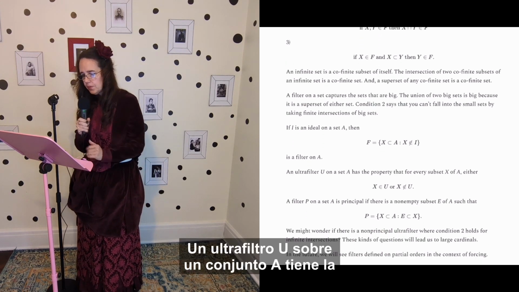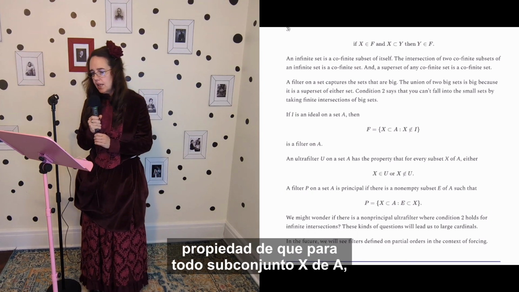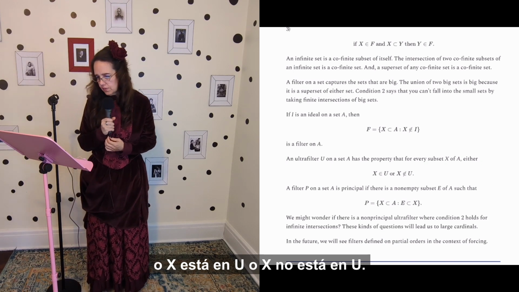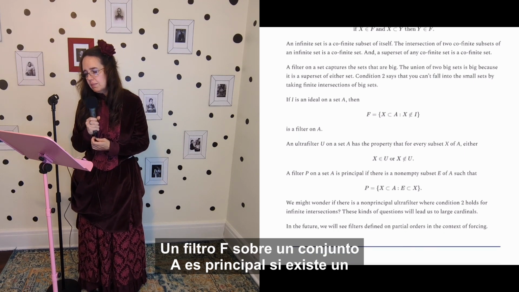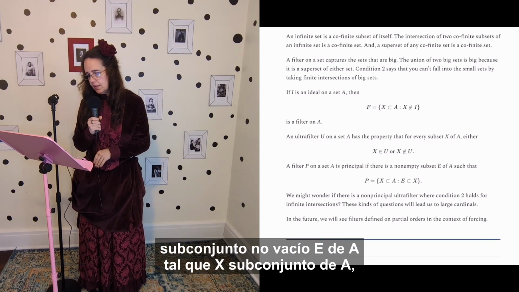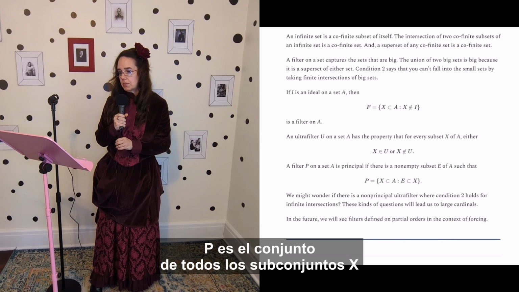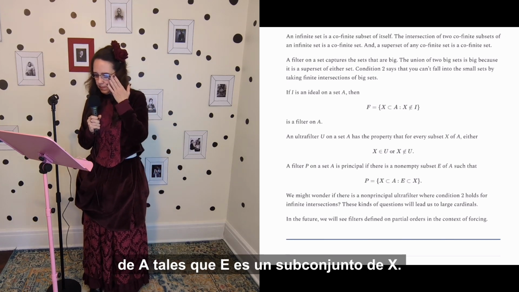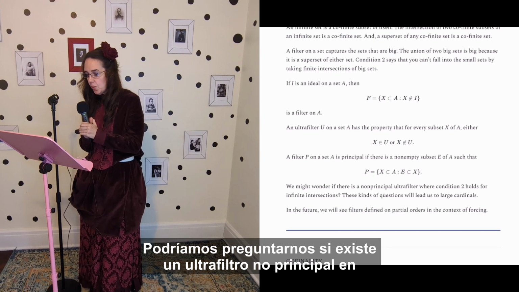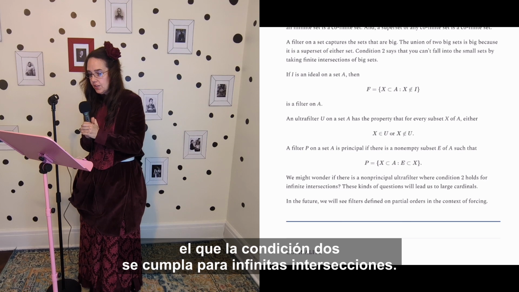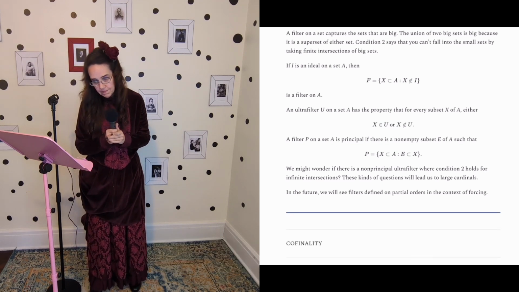An ultrafilter U on a set A has the property that for every subset X of A, either X is in U or X is not in U. A filter F on a set A is principal if there's a non-empty subset E of A such that F is the set of all X subset of A such that E is a subset of X. We might wonder if there's a non-principal ultrafilter where condition 2 holds for infinite intersections.